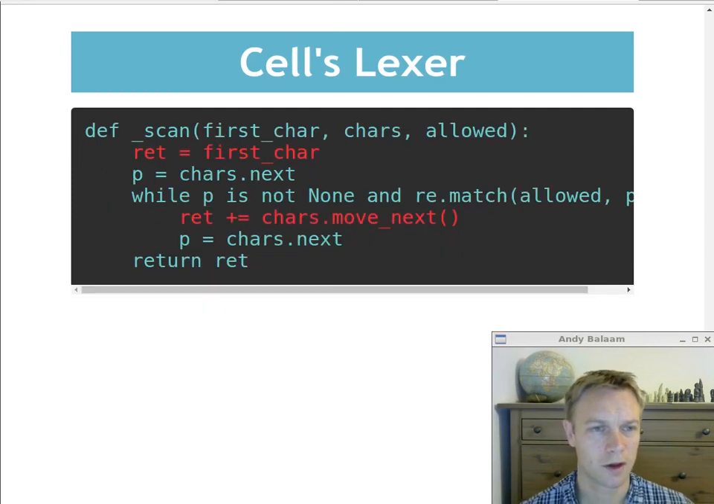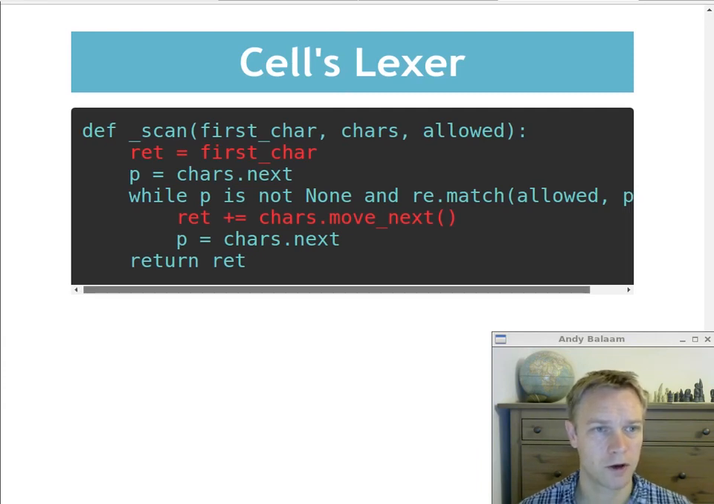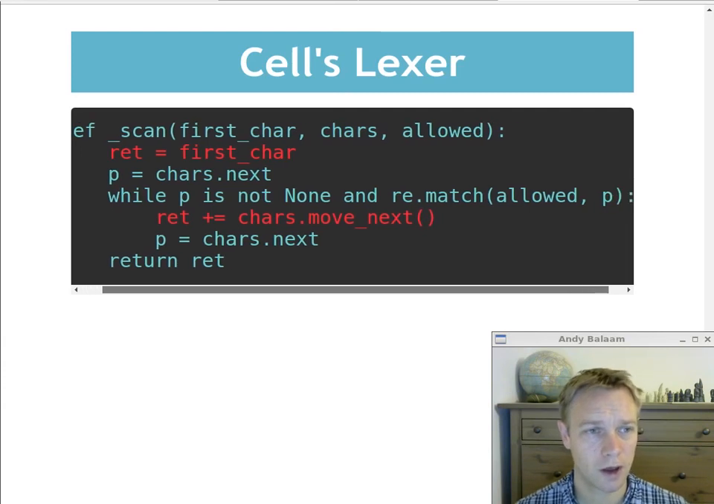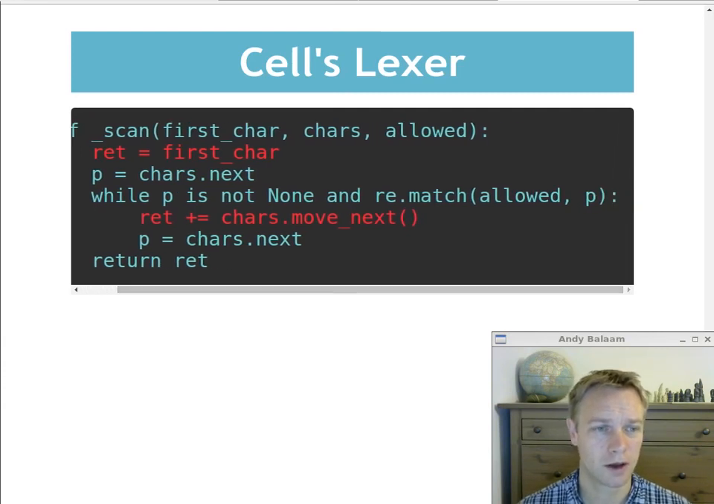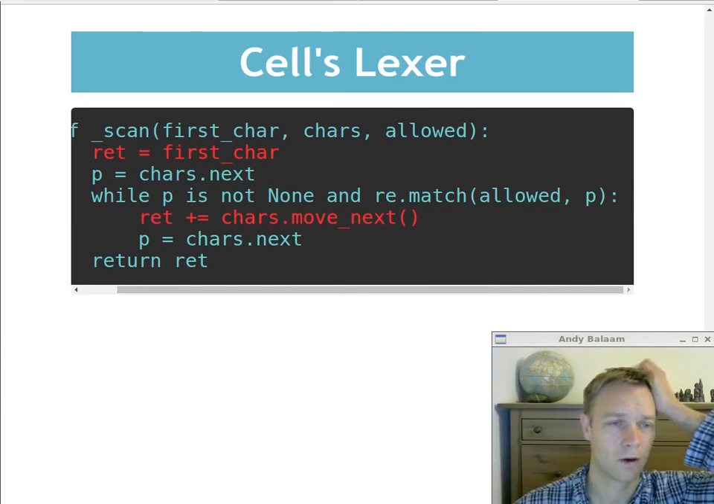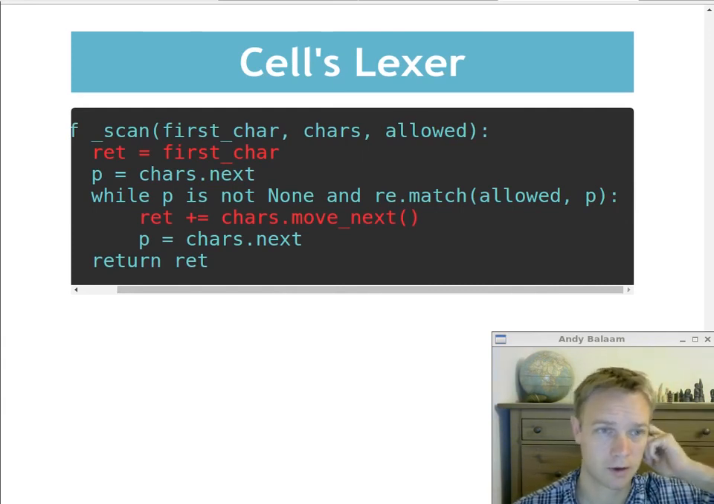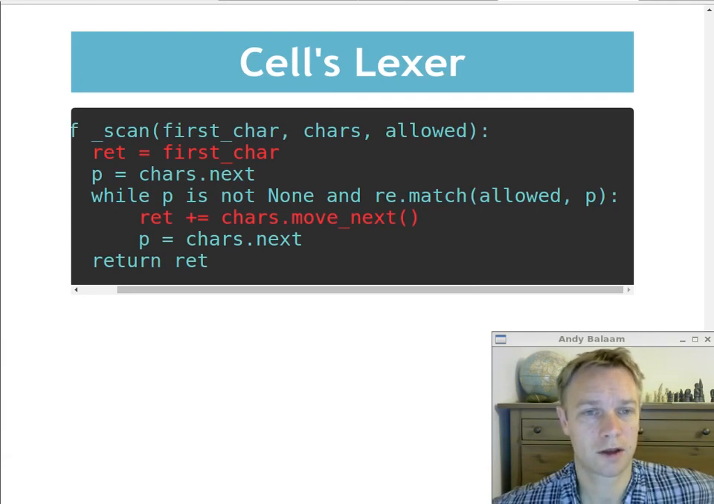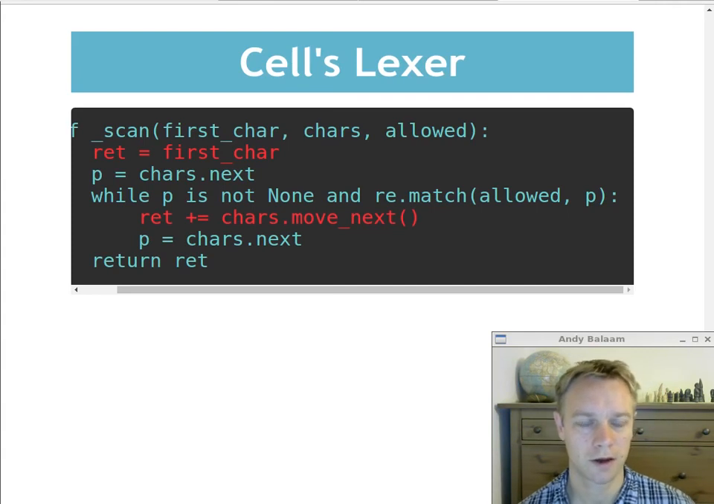So here's the scan function. It takes in the first character, the characters we're looping through, and then a regular expression to say what's allowed to be part of this token. And we're going to return, so we just gather up first char into our return value, and then we just loop through saying get the next character, and while we haven't hit the end of the file, that's the p is not none part, and while this p character is one of the allowed characters because it matches that regular expression we passed in, which in this case was just the same regular expression we used before, just saying it's either a dot or a digit.